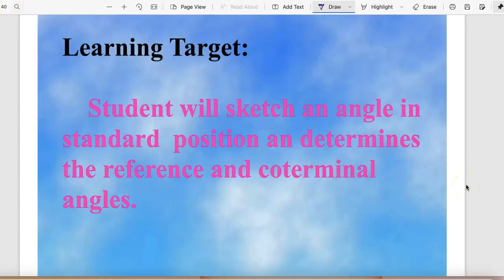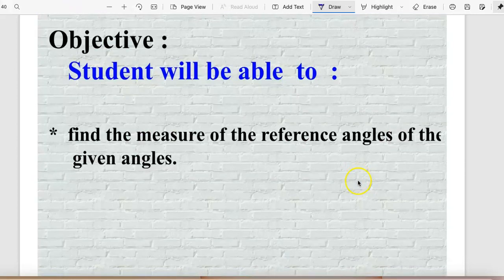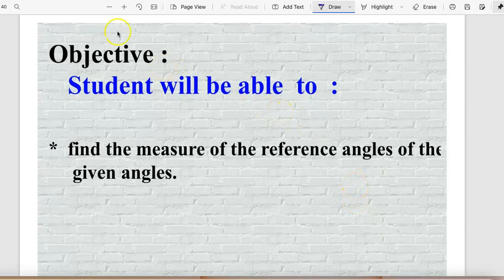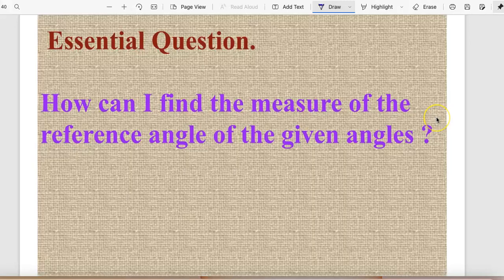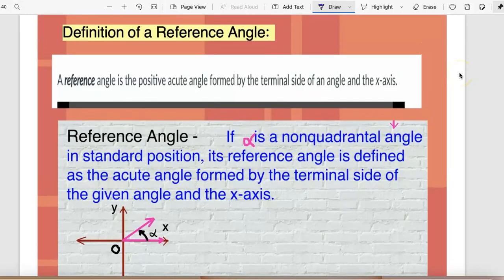Now next, our learning target says students will be able to sketch an angle in standard position and determine the reference and coterminal angle. That's our new standard. Our objective is students will be able to find the measure of the reference angle of the given angles, and I will explain to you how to find the reference. Our essential question of the day is, how can I find the measure of the reference angles of the given angles?